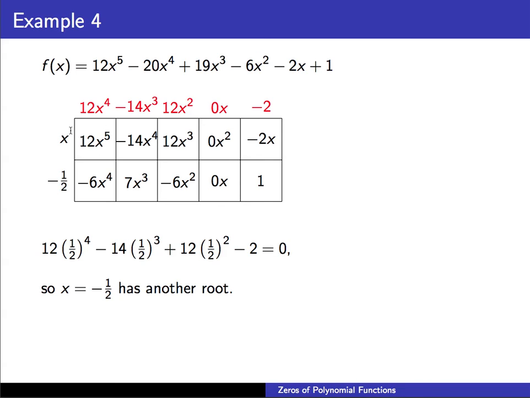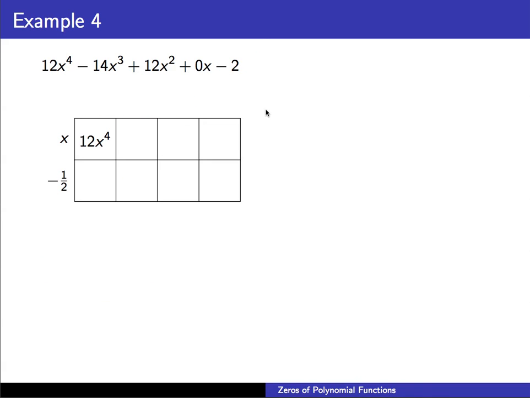So we're going to use x equals negative a half again, but now we're going to divide that into 12x to the fourth minus 14x cubed plus 12x squared minus 2. So 12x to the fourth divided by x is 12x cubed. 12x cubed times negative a half is negative 6x cubed. We combine negative 6x cubed with negative 8x cubed to get negative 14x cubed.